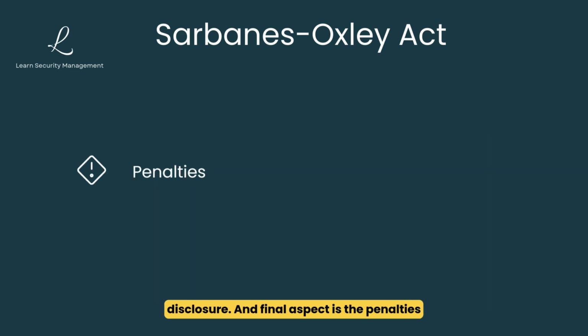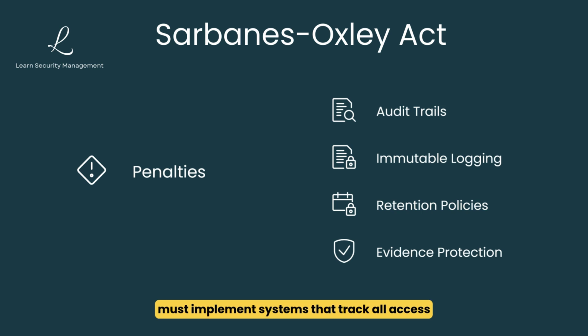And the final aspect is the penalties for information tampering. There are certainly criminal consequences. The Sarbanes-Oxley Act establishes severe penalties for altering or destroying financial records. Violations can result in multi-year prison sentences. Cybersecurity teams must implement systems that track all access to financial data. So you need to have audit trails. Every view, change, and deletion must be recorded.